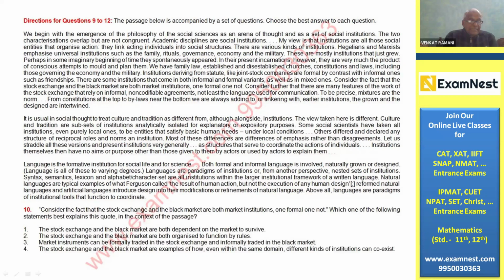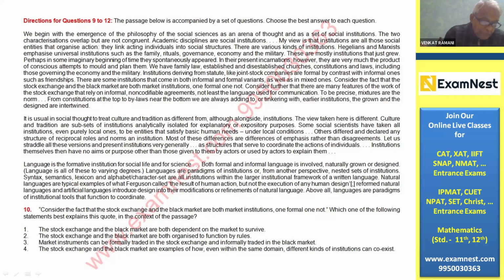Now let's look at the next question. Consider the fact that the stock exchange and the black market are both market institutions. One is formal, that is the stock exchange, and one is not, that is the black market. Which one of the following statements best explains this quote in the context of the passage? The stock exchange and the black market are both dependent on the market to survive. I don't think that is the answer. The stock exchange and the black market are both organized to function by rules. I don't think so. Market instruments can be formally traded in the stock exchange and informally traded in the black market. He's not talking about all these things in that quote.